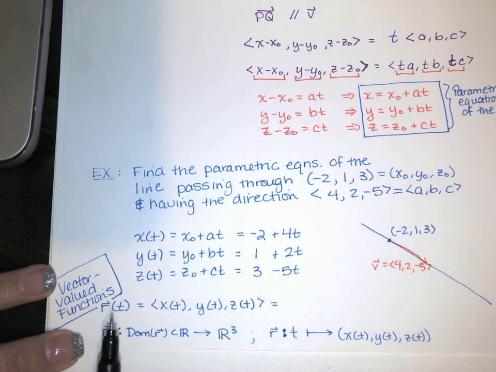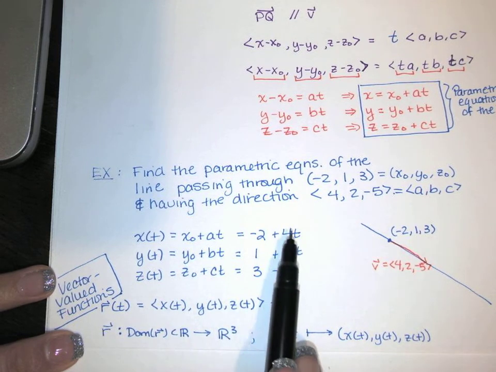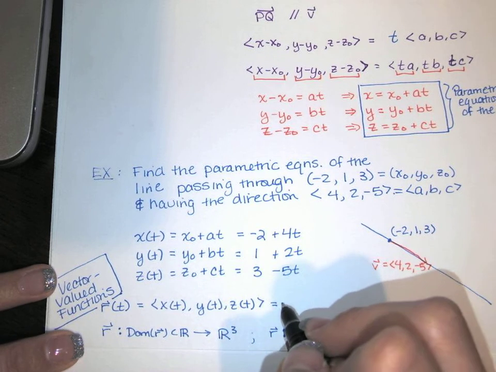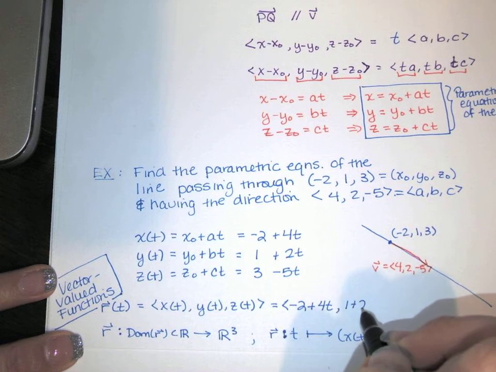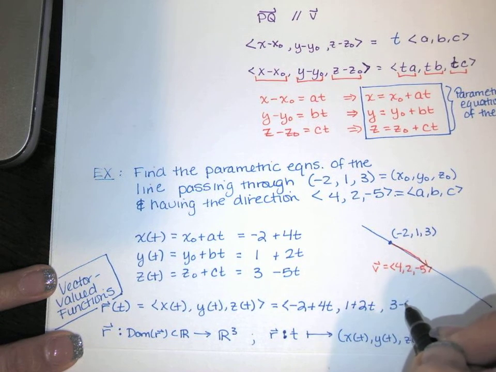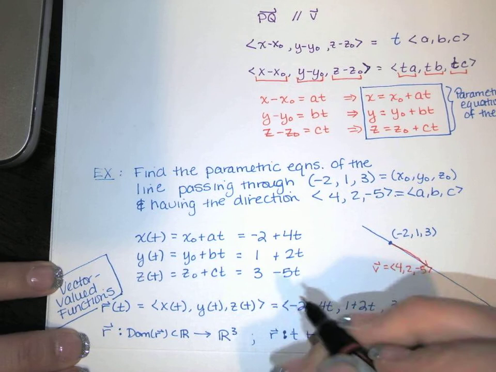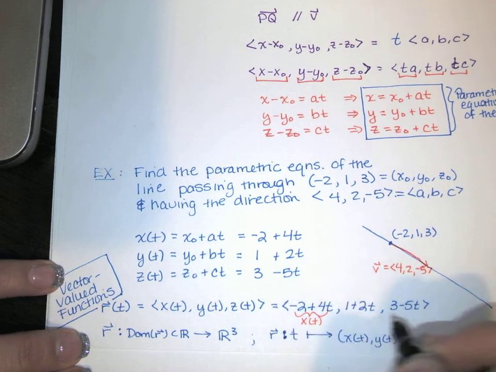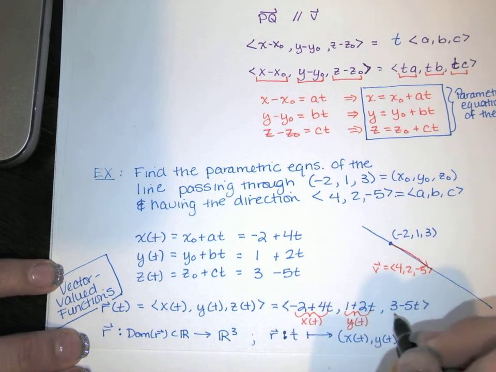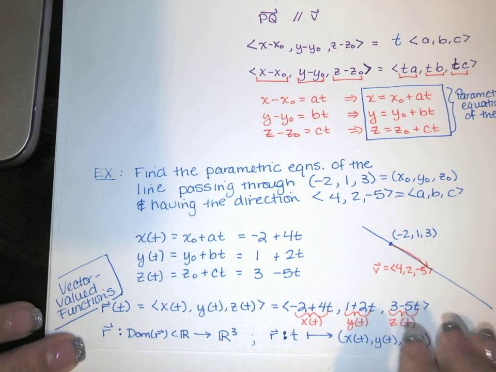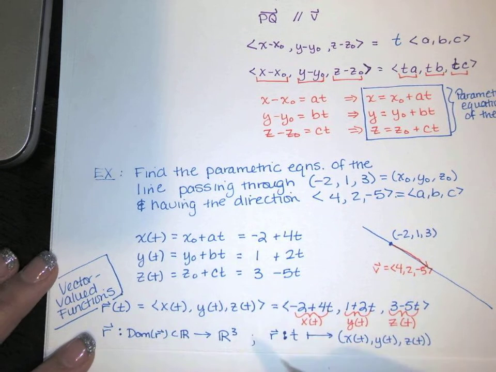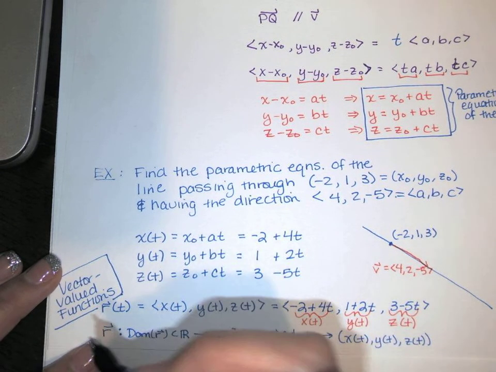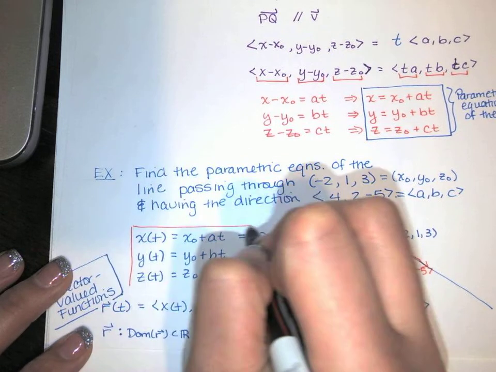So the vector equation of the line comes from writing it this way, and then you just replace x of t, y of t, and z of t with these parametric equations that you came up with right here. So we have negative 2 plus 4t, that's our x component, 1 plus 2t, that's our y component, and 3 minus 5t is our z component. So here's your x, and there's your y, and there's your z. Okay. So this is the vector equation of the line, and these are the parametric equations of the line.